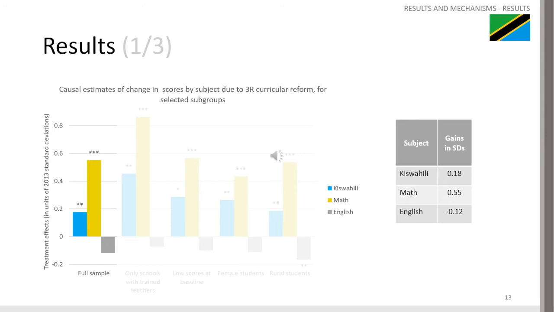So here on the left, we see in the blue and the yellow, Kiswahili is in the blue, math is in the yellow. And what we're seeing is that the reform increases learning by about 0.18 of a standard deviation in Kiswahili and about 0.55 of a standard deviation in math. And we see a negative but insignificant effect in English, which is to be expected. Again, we're moving away from English, and so we wouldn't expect big positive effects in English.